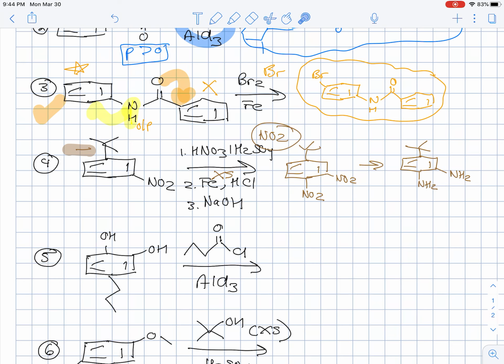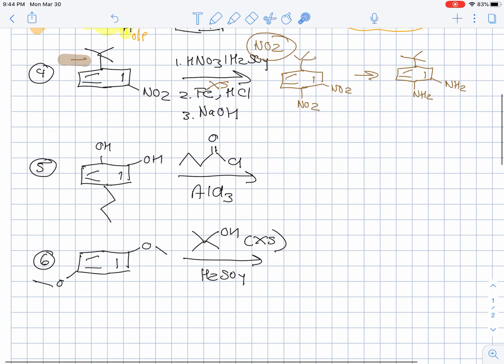And the function of the sodium hydroxide is that when you initially reduce this in acid, these 2 amine groups are protonated, and so the whole function of the sodium hydroxide is just to deprotonate those 2 groups.